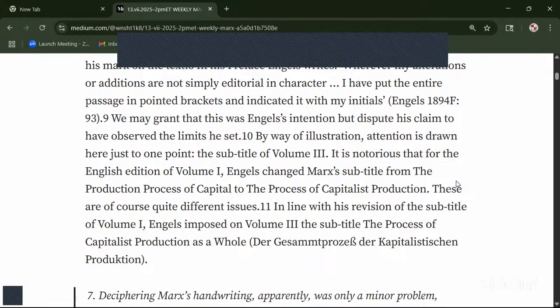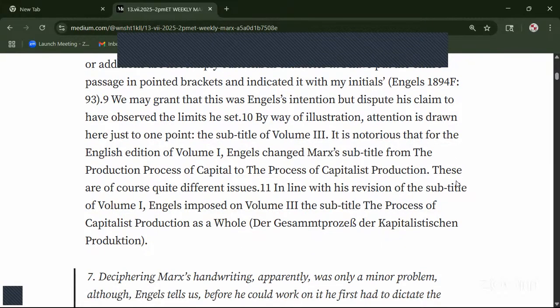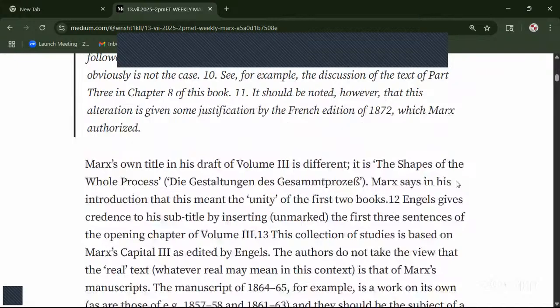Marx's own title in his draft of Volume 3 is different. It is The Shapes of the Whole Process. Now, Marx says in his introduction that this meant the unity of the first two books. Engels gives credence to his subtitle by inserting, unmarked, the first three sentences of the opening chapter of Volume 3.